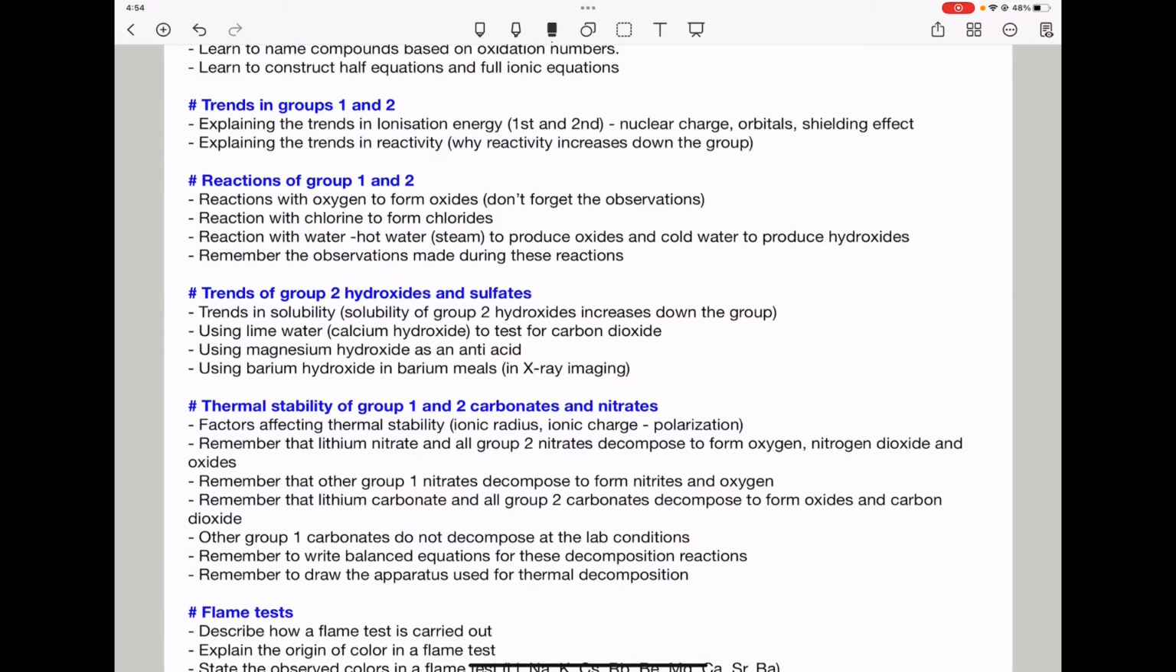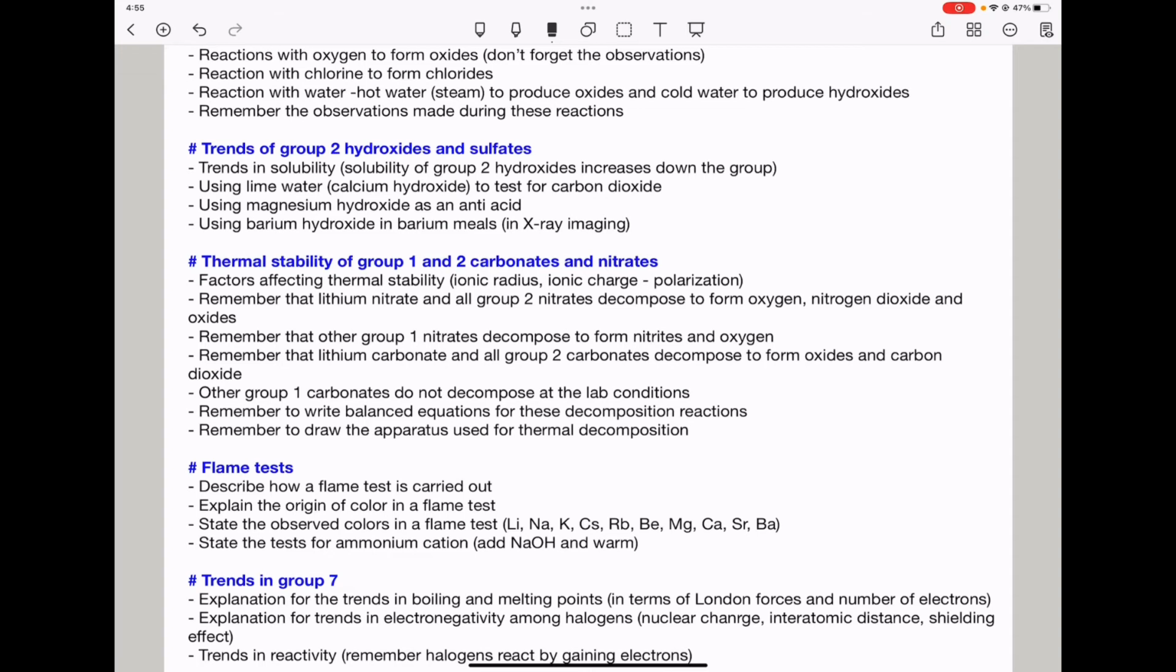When we go to trends of group 2 hydroxides and sulfates, you need to know the trends in solubility. Solubility of group 2 hydroxides, you need to remember that this increases as you go down the group. Magnesium hydroxide is insoluble, while barium hydroxide is soluble. You need to remember that using lime water, which is calcium hydroxide, is carried out to test for the presence of carbon dioxide. And then you need to remember that magnesium hydroxide can be used as an antacid because it neutralizes the acid in the stomach. You need to know that barium hydroxide is used in barium meals, in hospitals for X-ray imaging.